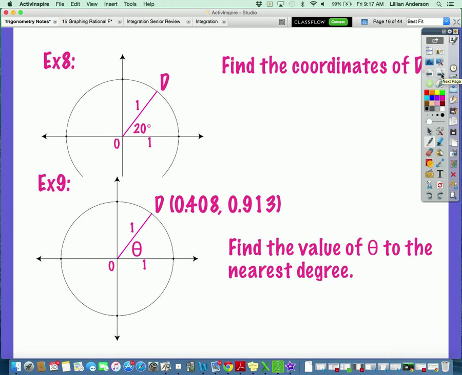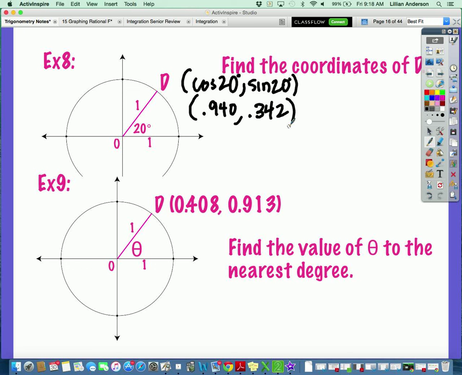Let's look at these two examples. Find the coordinates of D, given that particular circle. What would I do to find the coordinates of D? Cosine 20 and the sine of 20. Which would be what? 0.940 and 0.342? Yes. Okay, over here, find the value of theta to the nearest degree.